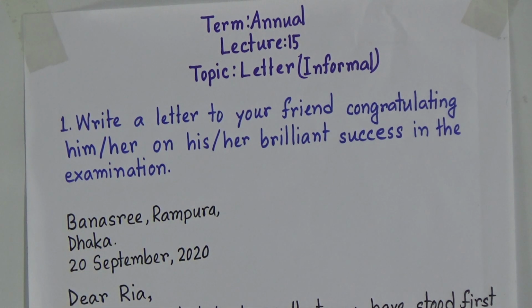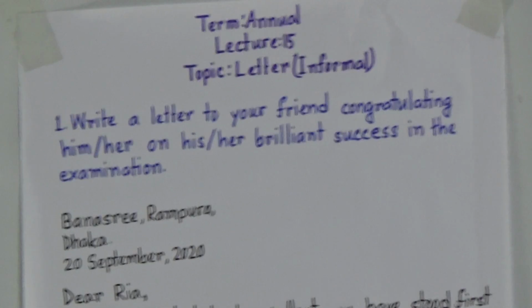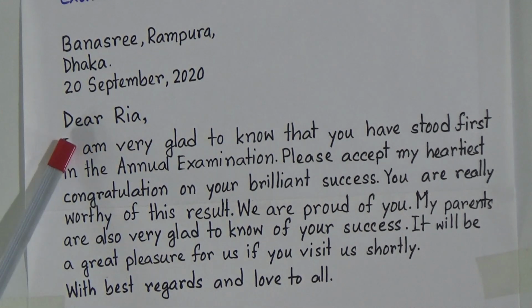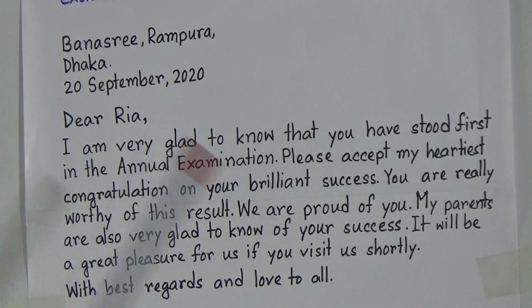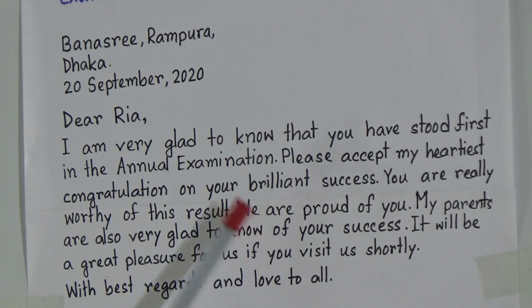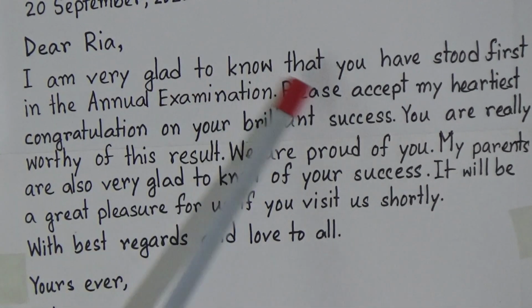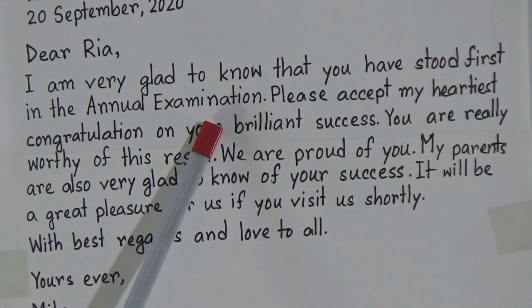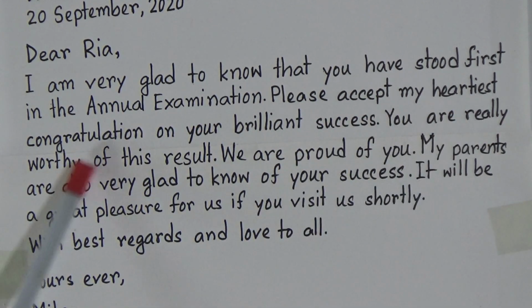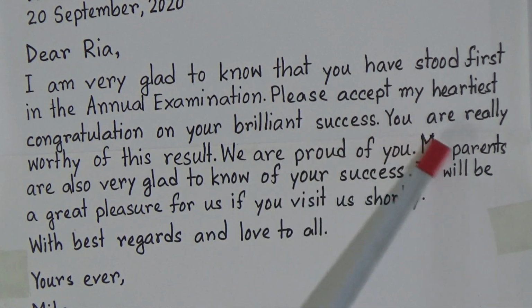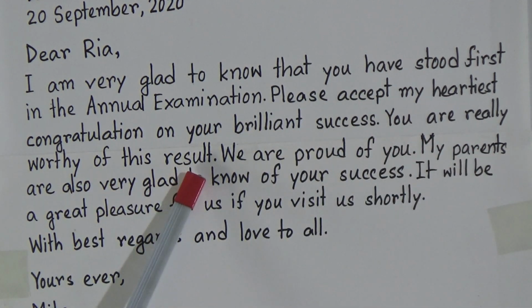And then we will write the date. Suppose today's date is 20 September and the year is 2020. So we have written the address and the date. Now the salutation. Suppose the name of my friend is Ria. So the salutation will be Dear Ria. Now the main part of the letter, that means the body, will be here. Let's read. I am very glad to know that you have stood first in the annual examination. Please accept my heartiest congratulations on your brilliant success. You are really worthy of this result.